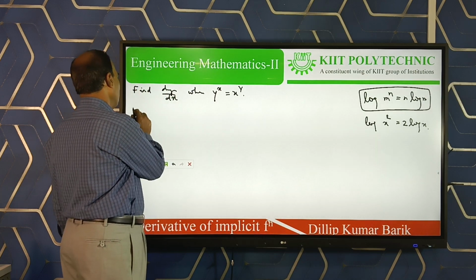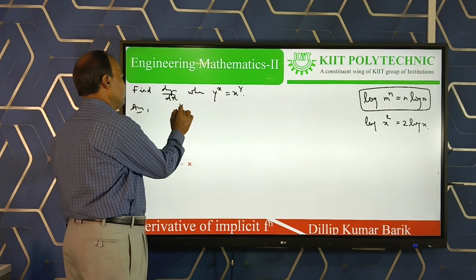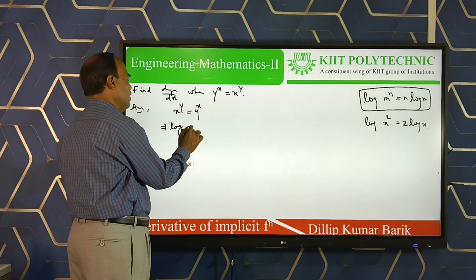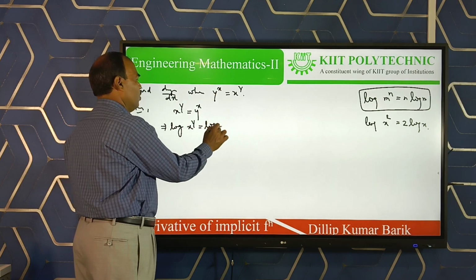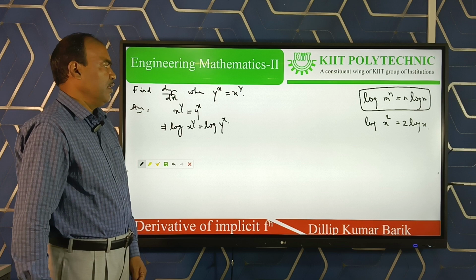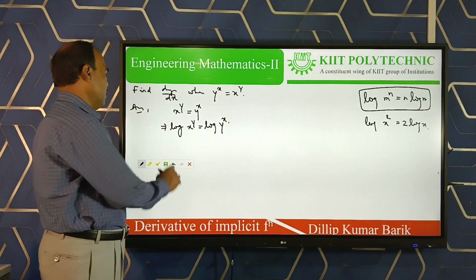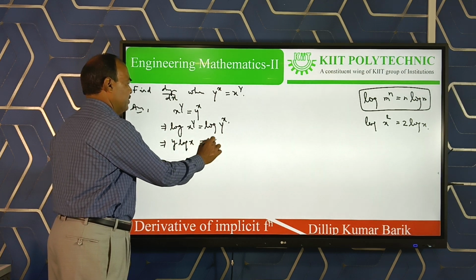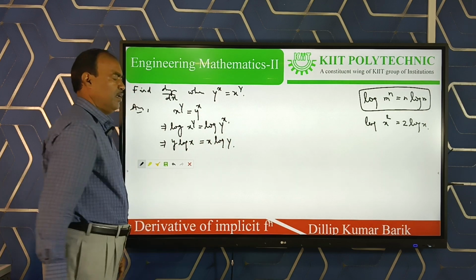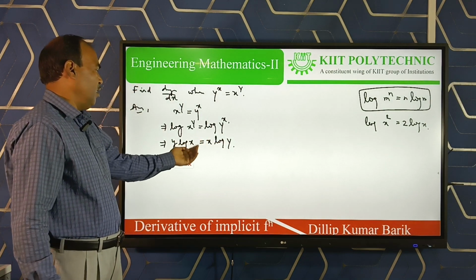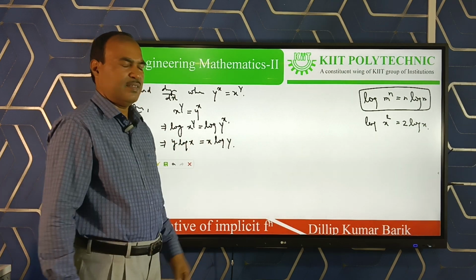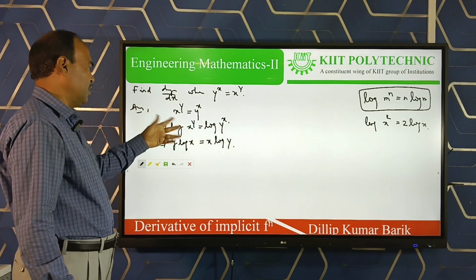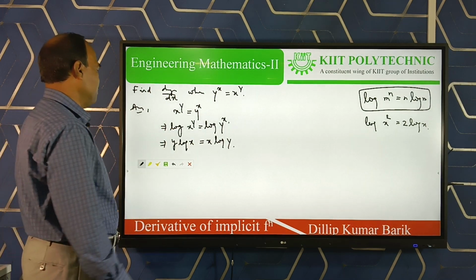So similarly here, answer 1, first write x to the power y equals y to the power x. So implies take logarithm of both sides, means log x to the power y is equal to log y to the power x. Clear? So as per the formula, what happens here? y log x is equal to x log y. Clear? So now this expression is not purely algebraic form. Then we proceed with our steps of finding the derivative in the implicit function.